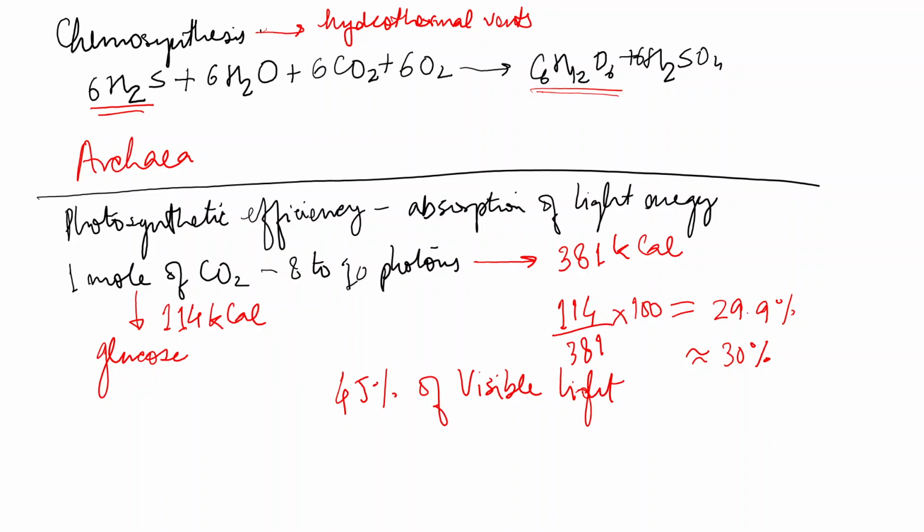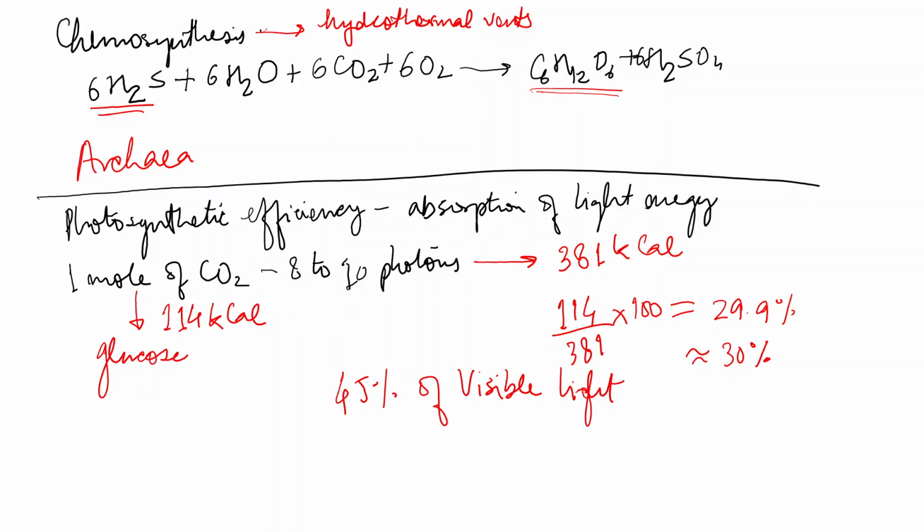So what happens is that the theoretical maximum efficiency of solar energy conversion is approximately 11%. So theoretically, 11% of the available light energy should be converted to glucose. But in reality, the maximum overall photosynthetic efficiency is hardly 3 to 6% of the total solar energy.